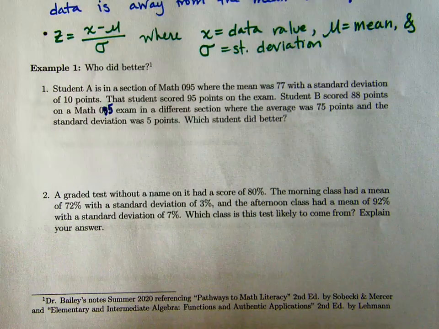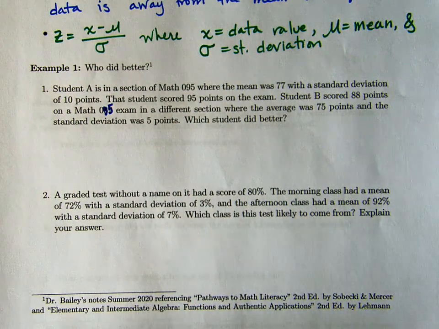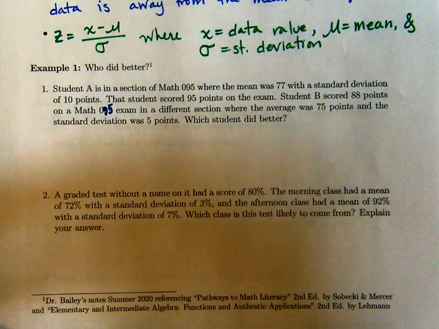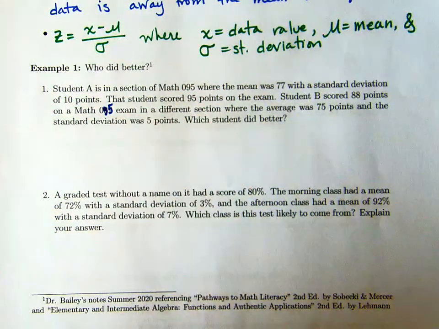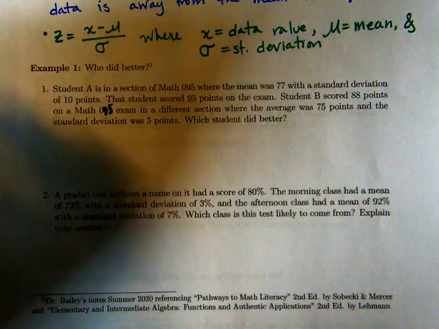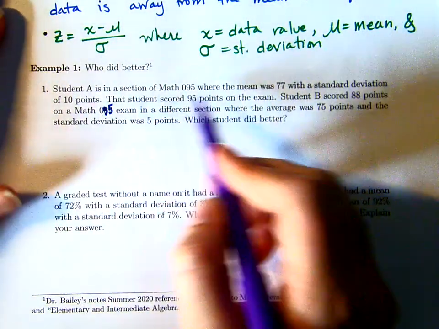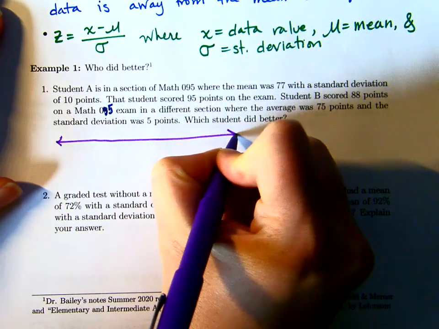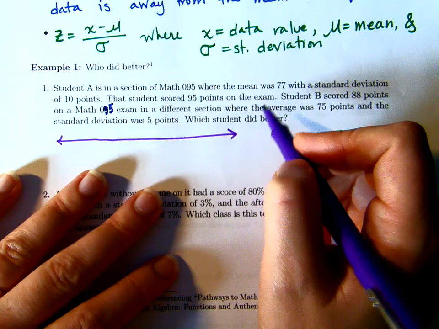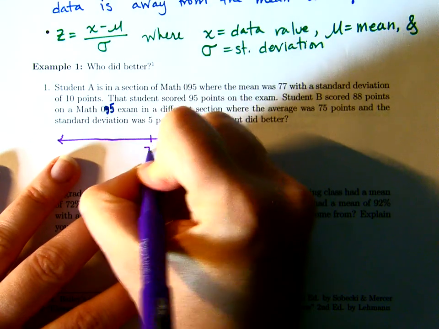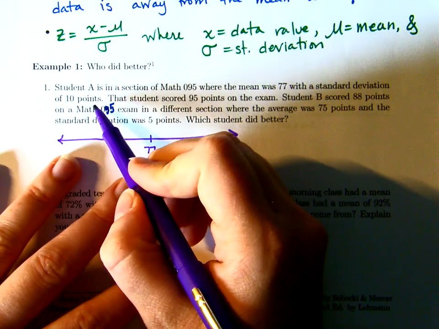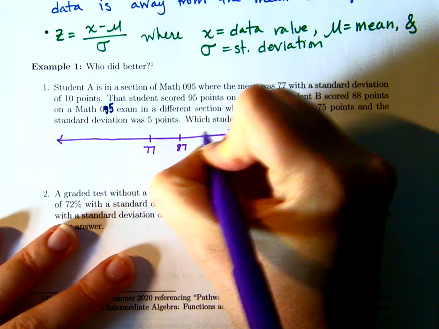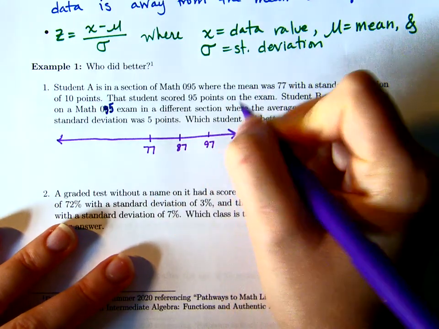Well, one way we can do this is to maybe look at a number line. So I'm gonna get my handy purple, and I'm gonna start with this first class. Let's suppose for fun, the average was 77 and the standard deviation was 10. So in either direction, we'll go 87, 97, it would cap out.